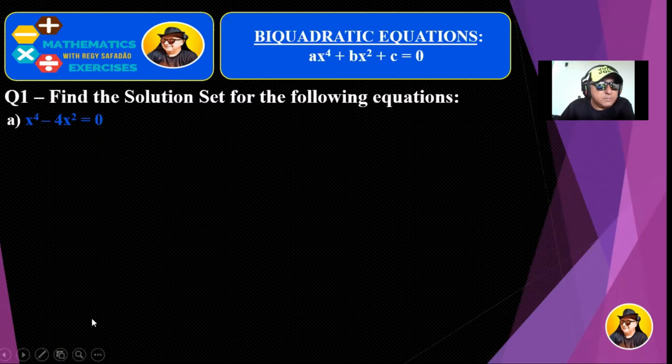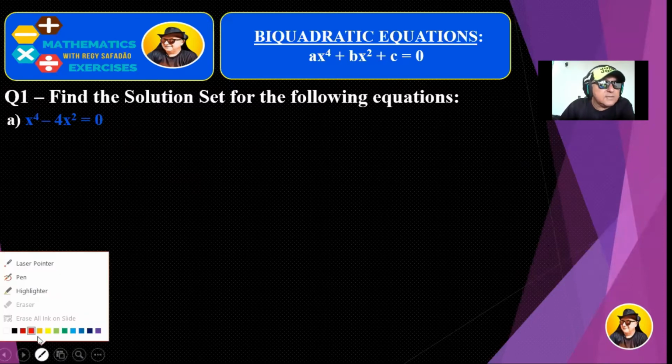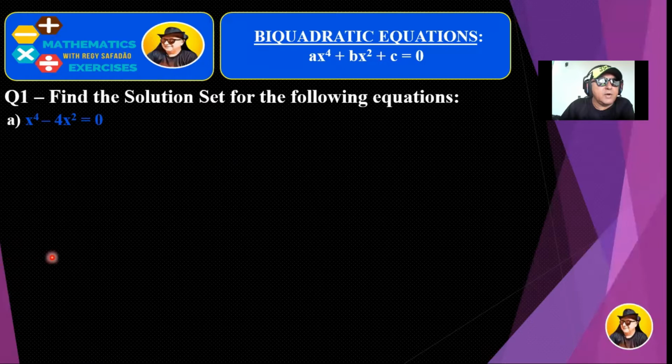Pay attention. Let me get a laser pointer in order to show you better. All right. So pay attention to this one. x to the fourth minus 4x squared equals 0. If you pay attention, you can also compare. Look, what's missing in this equation here? What coefficient is missing? Coefficient C is missing. Why is it missing? It's missing because C is 0.